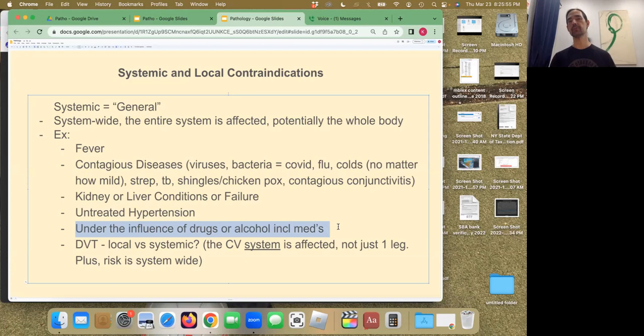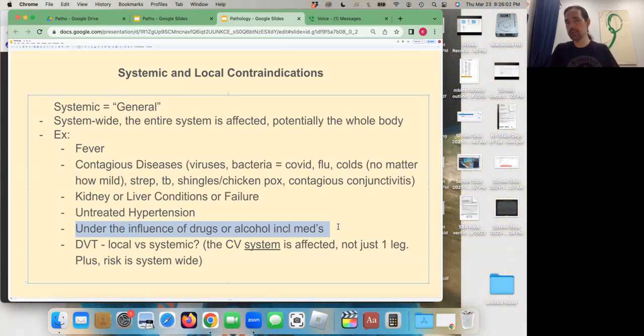Anyone who's under the influence of drugs or alcohol, that includes any kind of medication like painkillers. People, for various reasons, some of them honorable, some of them I can relate to, will not tell you that they're taking medications. They won't tell you that they had a few cocktails before coming in for their appointment, or that they use drugs.